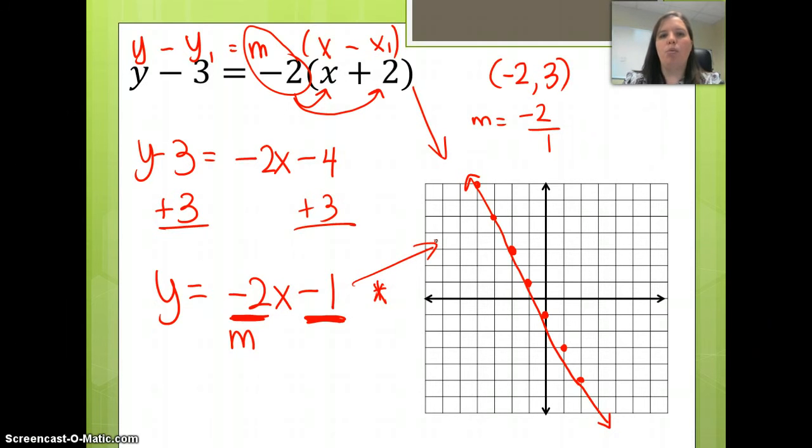But where does this number negative 1 come in? Well, remember, this is called slope-intercept form. If we look at the name, where is this intercept? Well, notice, here's 0, negative 1, and we went through that point specifically. This is your y-intercept.